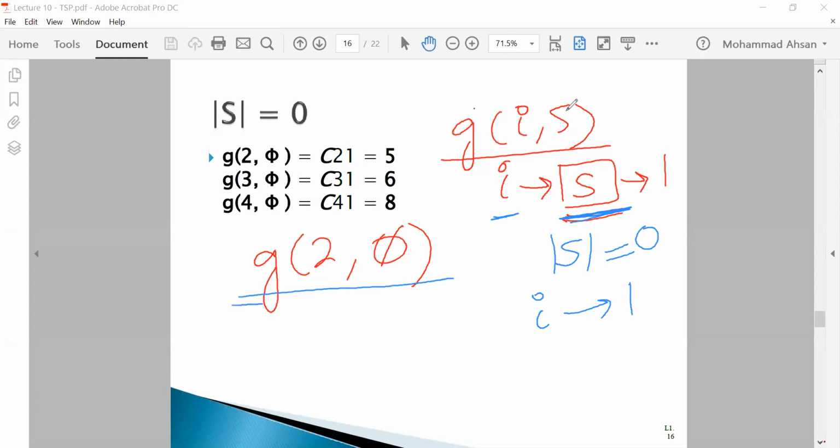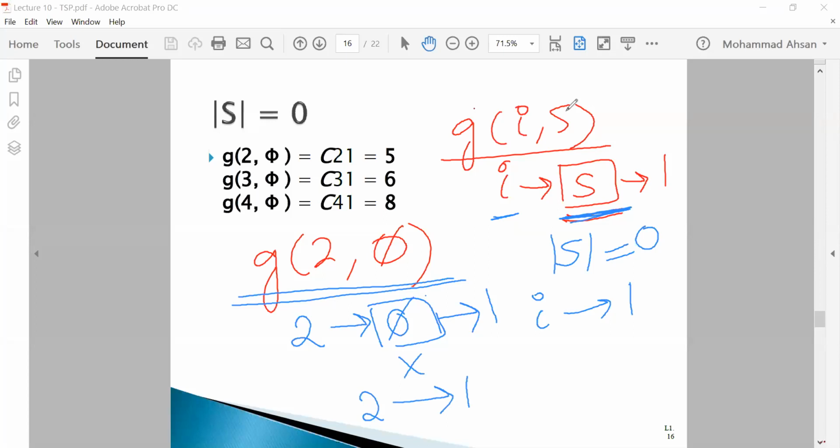It says the cost of starting at 2, visiting all the vertices in the set, which is basically empty, and then coming back to 1. So what is the cost of coming from 2 back to 1? There is nothing intermediate to visit, so it is just the cost of traveling from city 2 to city 1. If you see in the graph that I just showed you with all the paths, coming back from 2 to 1, since 1 is your starting point, this will be your last step in the actual tour. But this is the smallest problem we have.